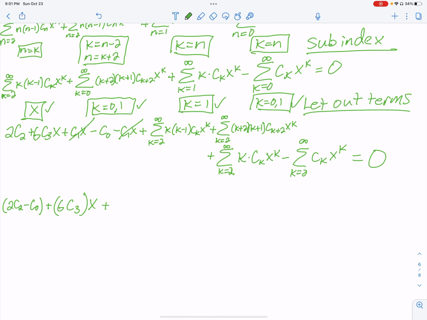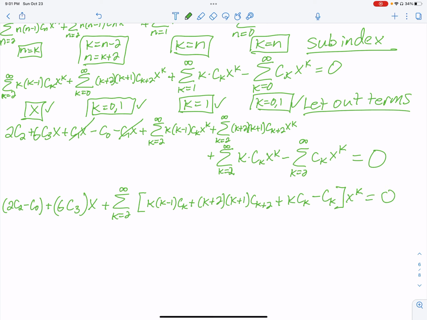And then now I can do my summation. The summation is k equals 2 to infinity, and now I can put it all together and we'll do a bracket here and put our x to the k at the end. So we get, okay, bracket, and then k times k minus 1 times c_k, plus k plus 2 times k plus 1, c_(k+2). And then our last two here, we've got plus k c_k, and minus c_k. All that is x to the k.